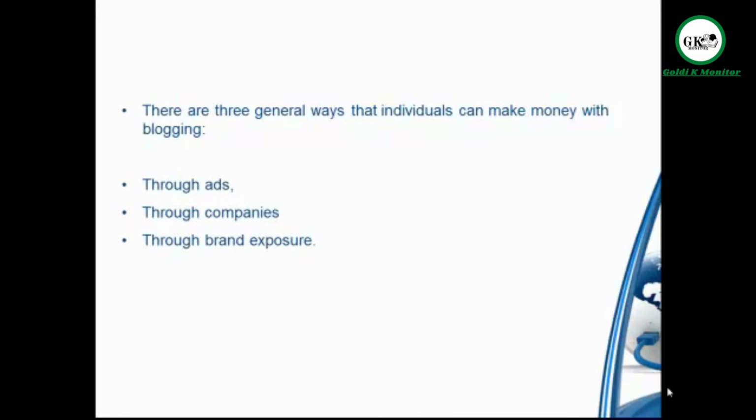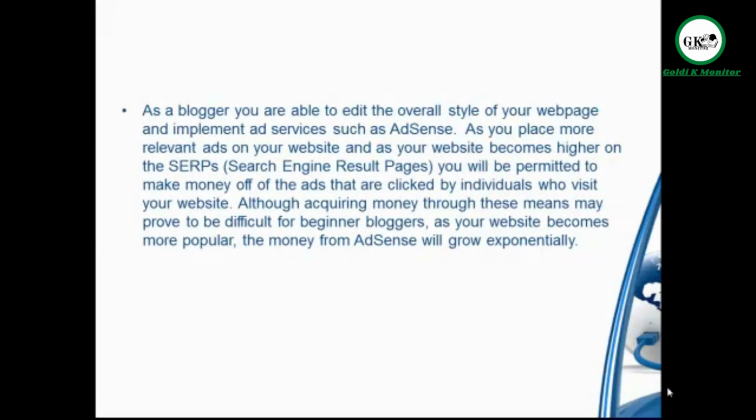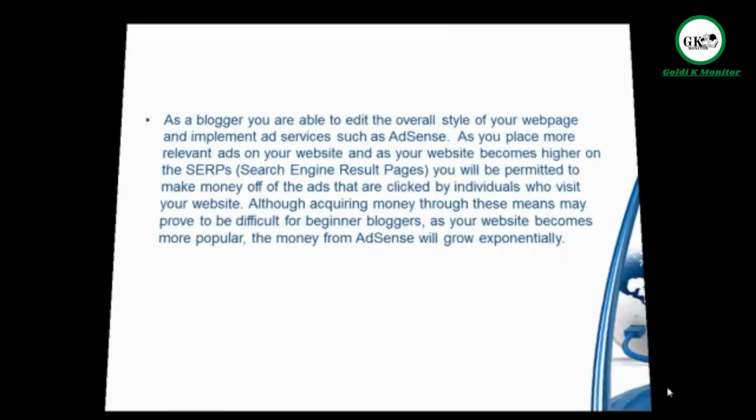There are three general ways that individuals can make money with blogging: through ads, through companies, and through brand exposure. As a blogger, you are able to edit the overall style of your webpage and implement ad services such as AdSense. As you place more relevant ads on your website, and as your website becomes higher on the SERPs, search engine results page, you will be permitted to make money off the ads that are clicked on by the individuals who visit your website. Although acquiring money through these means may prove to be a bit difficult for beginner bloggers, as your website becomes more popular, the money from AdSense will grow exponentially.